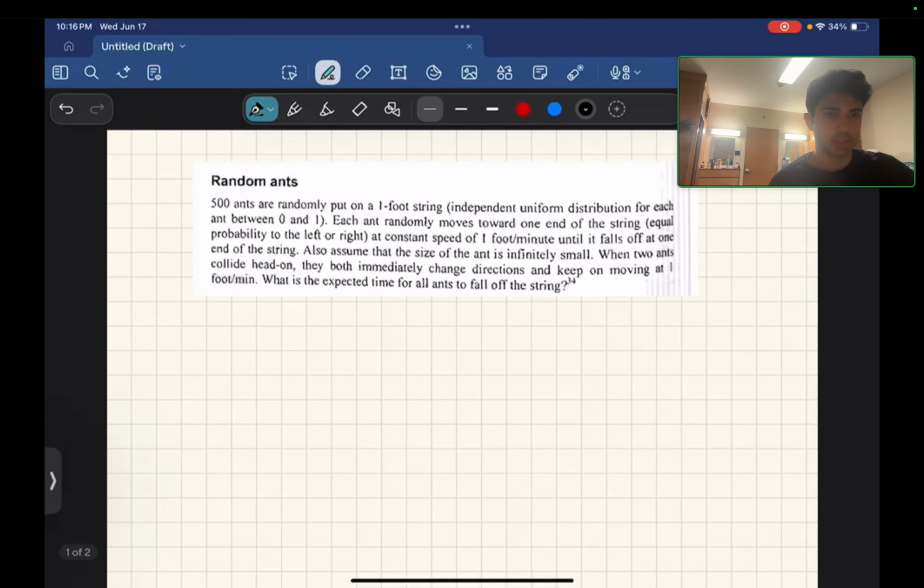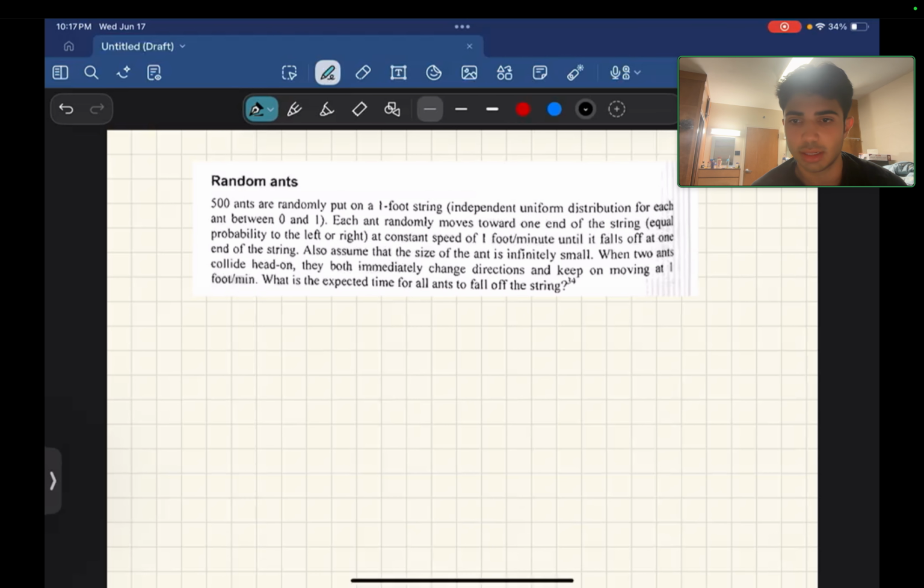This question is called random ants. It says 500 ants are randomly put on a 1 foot string, independent uniform distribution for each ant between 0 and 1. Each ant randomly moves toward one end of the string, equal probability of being to the left or to the right, at a constant speed of 1 foot per minute until it falls off at one end of the string. Also assume that the size of the ant is infinitely small.